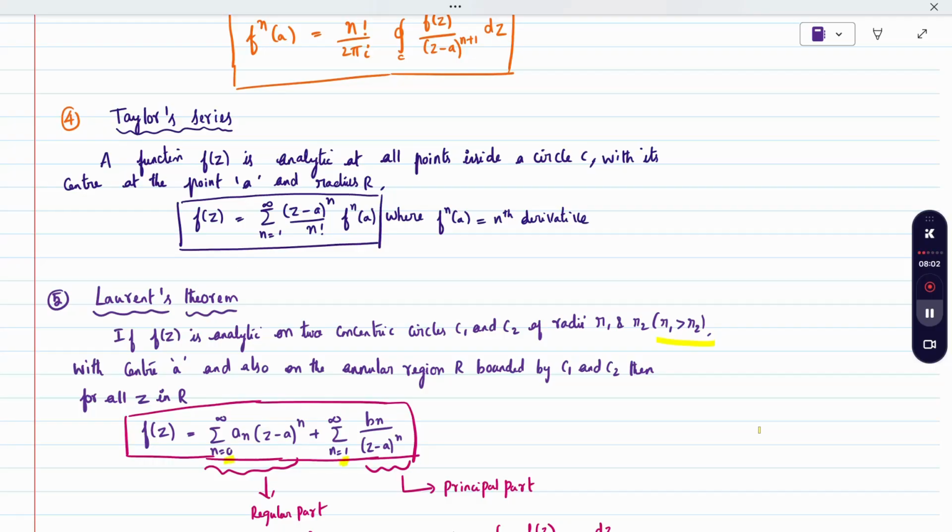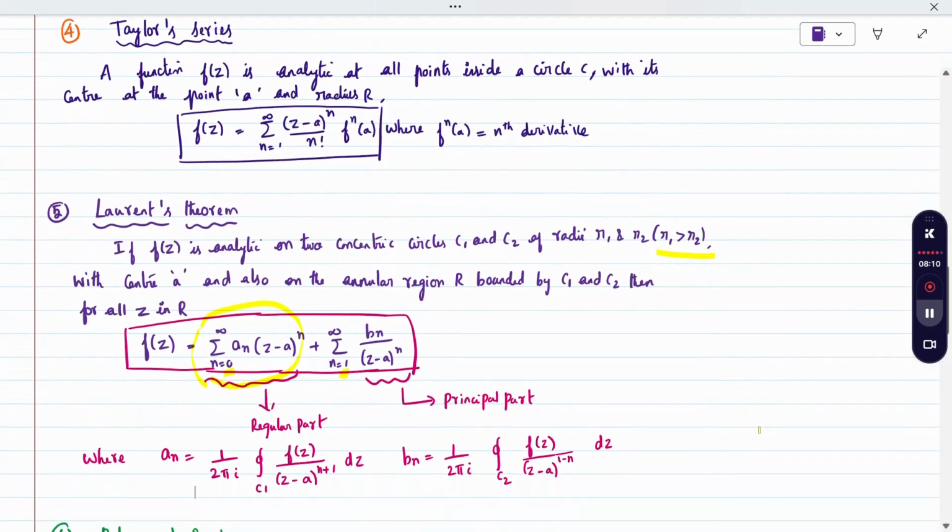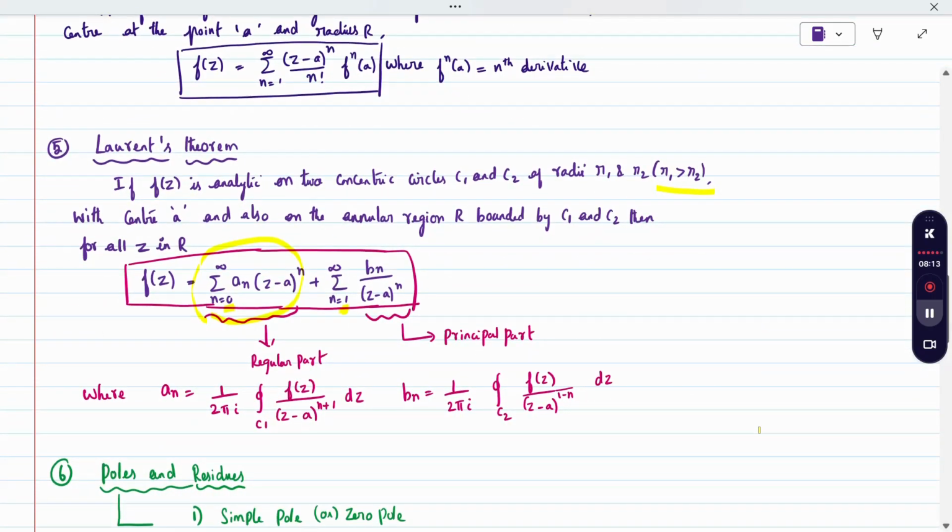The first part is called the regular part. The second part is called the principal part, a special name for that. So what will be our a n? a n is nothing but, as you already know, 1 divided by 2 pi i integral of f of z divided by z minus a the whole power n plus 1 dz. Here b n, the principal part, is 1 divided by 2 pi i integral over the curve C2 of f of z divided by z minus a whole power, with the only change being 1 minus n, dz.